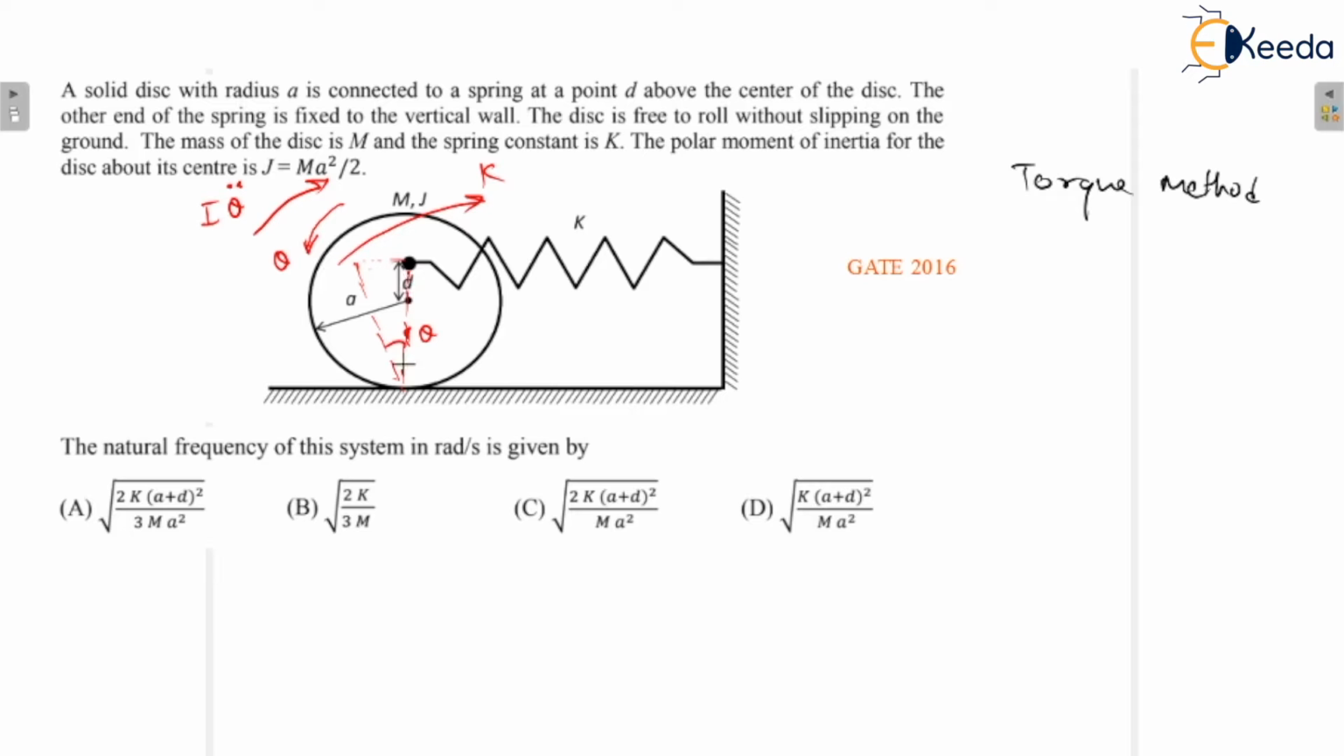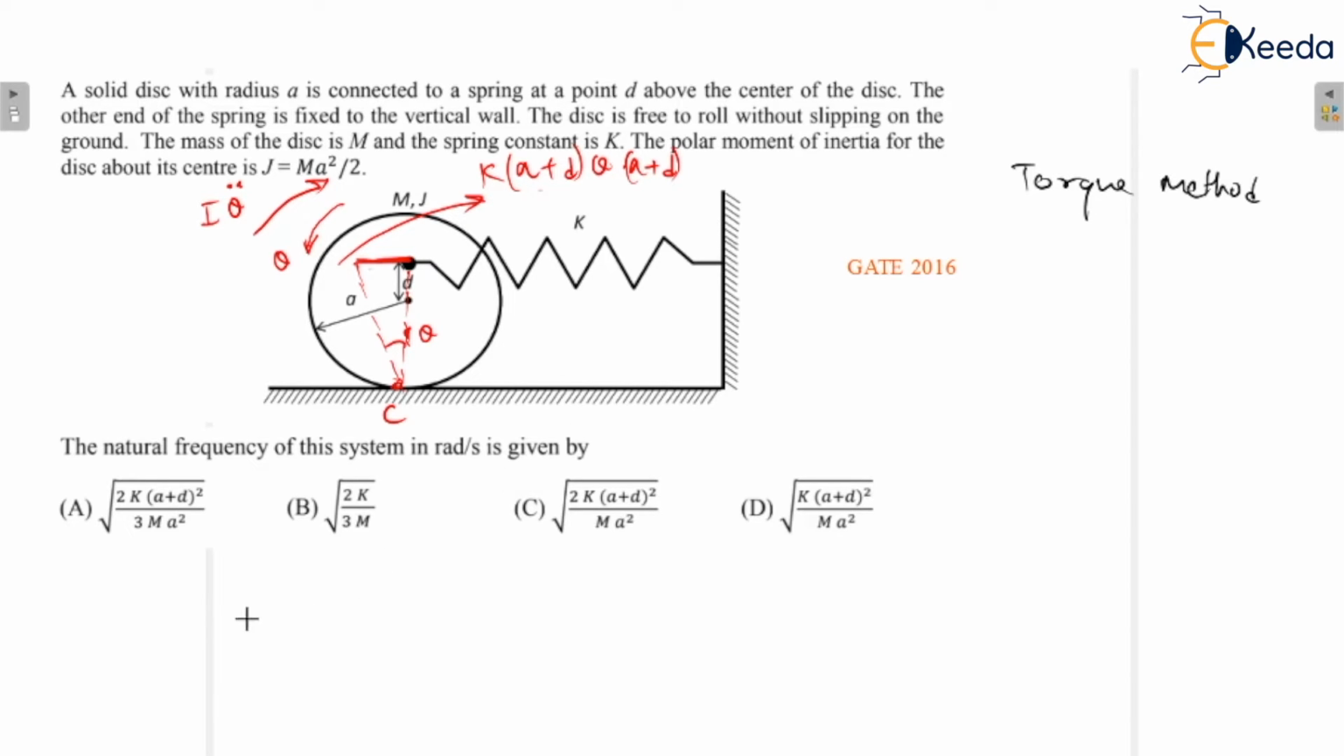You can see this distance is a plus d, because a is the radius and d is the distance between the center and the hinge point. So this is a plus d times theta. This is the deflection in the spring. Multiplied by the spring constant k gives the force, and we are going to consider torque about the point of contact. Let us consider C as the point of contact. So multiply with a plus d.